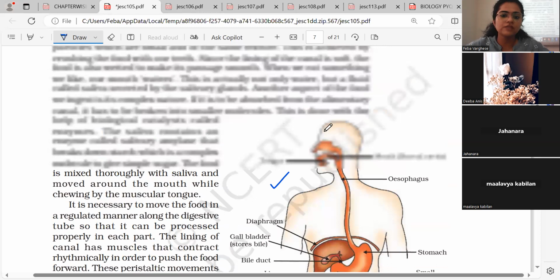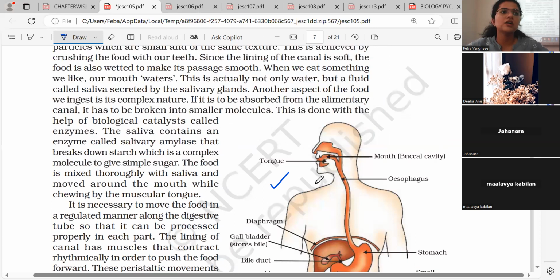Okay, so we'll do one thing. We'll begin with the buccal cavity. What two types of digestion happen in the buccal cavity? Mechanical digestion and chemical digestion, right? Mechanical digestion happens with the help of your teeth and your tongue. Your food is broken down into smaller particles with the help of your teeth, and the tongue helps in mixing the food with the saliva.